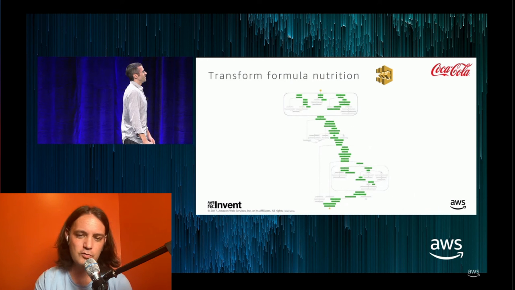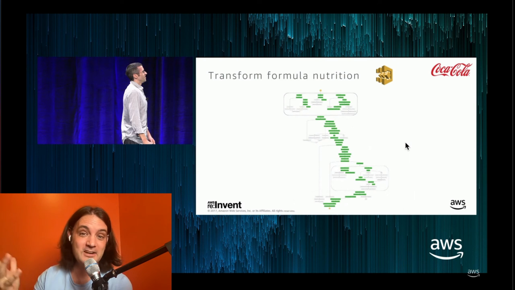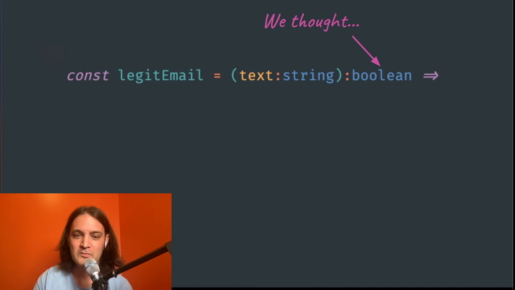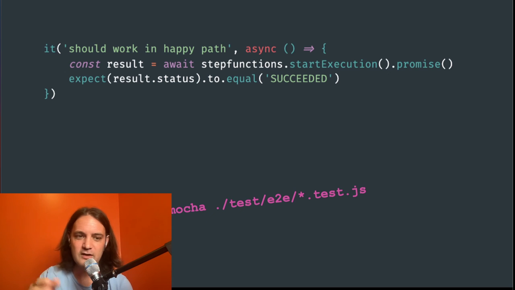Here's a step function Coke wrote. Look at the size of this thing. Does it work? Do you have an automated way to check? Right. Perfect example of why end-to-end tests are fantastic. So let's go back to the test real quick. There's a lot of reasons you should do this.